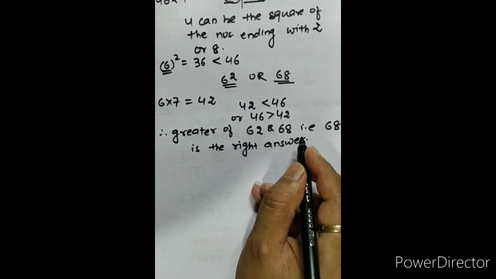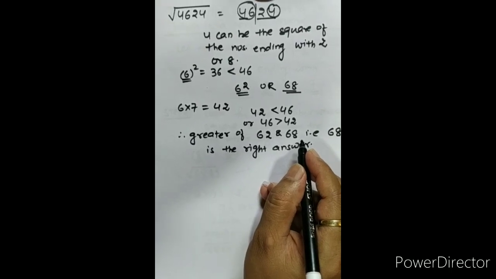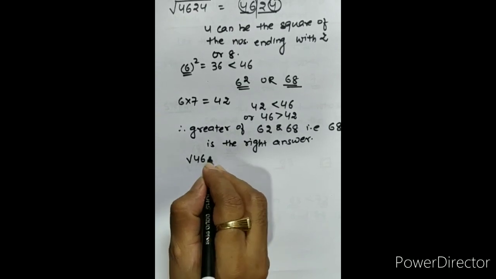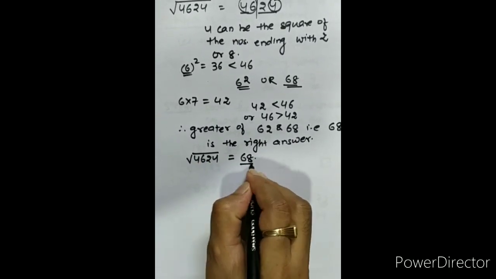It's very easy to calculate. It's taking time just because I'm explaining each and every step. Otherwise, it's very simple to understand. Simply 4624, the answer is 68.